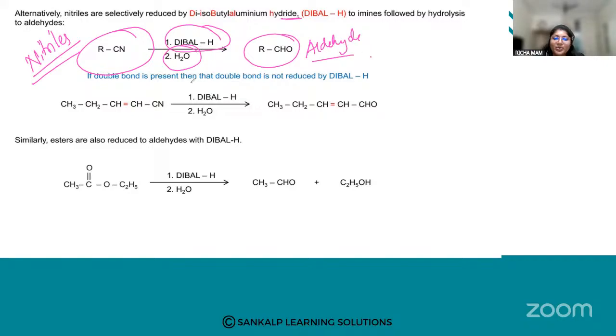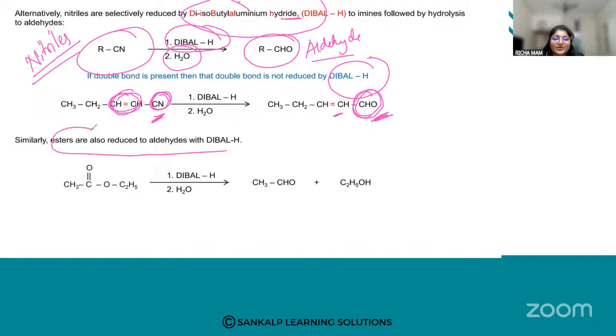If a double bond is present, then the double bond is not reduced by DIBAL. So here you can see, this will remain as it is. Only the cyano group will be replaced by the aldehyde group, and the rest will remain the same. The double bond will not be altered. Only CN, that is the nitrile group, is converted into aldehyde.